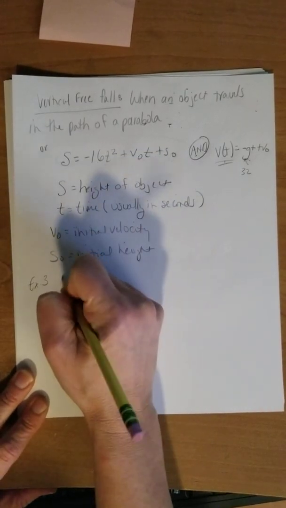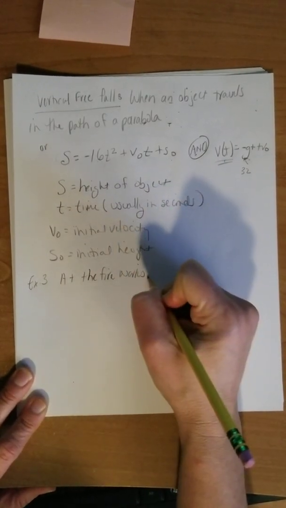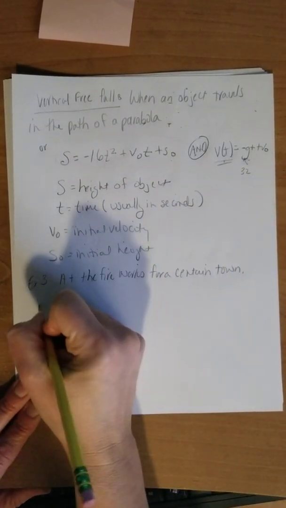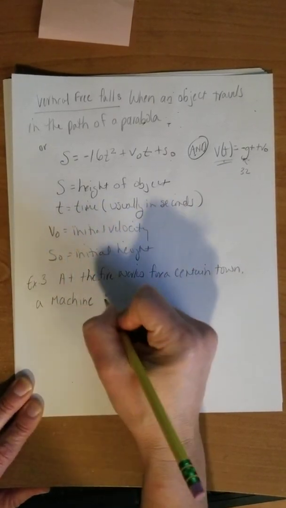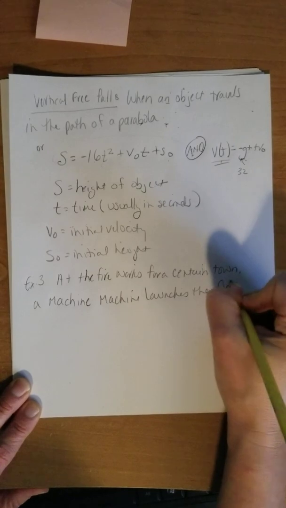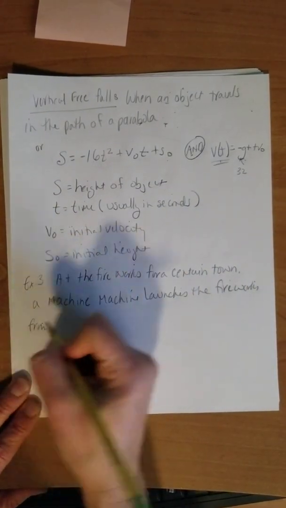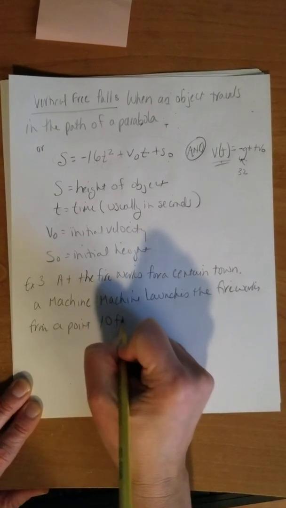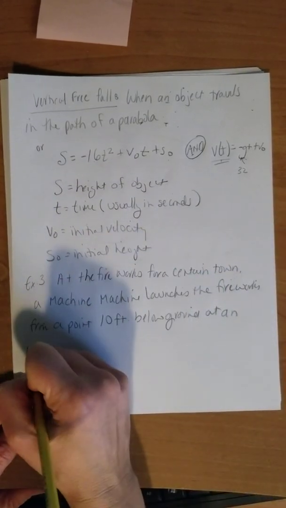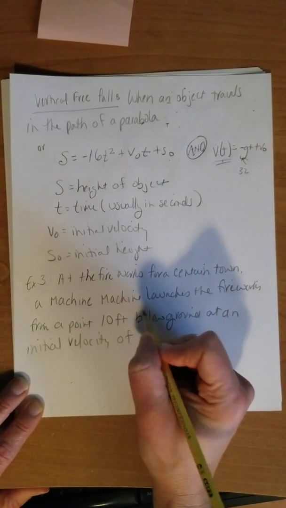Okay, so at the fireworks, I'm not even going to give it a name, but the fireworks for a certain town, a machine launches the fireworks from a point 10 feet below ground at an initial velocity of 80 feet per second.